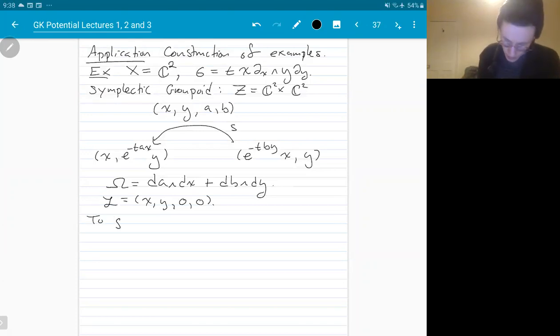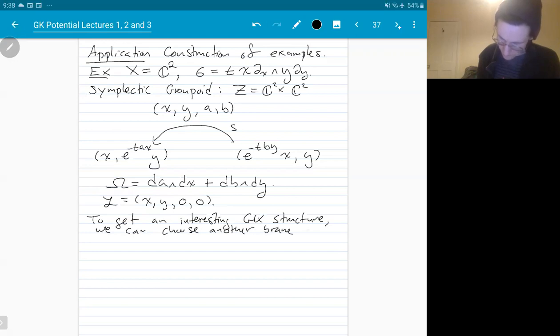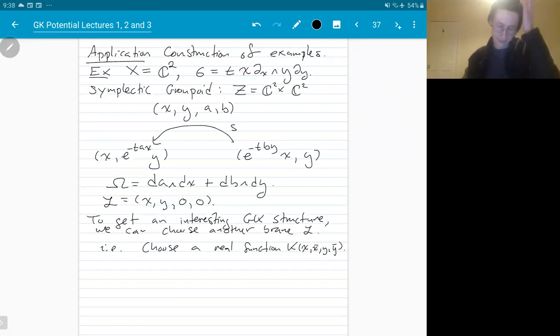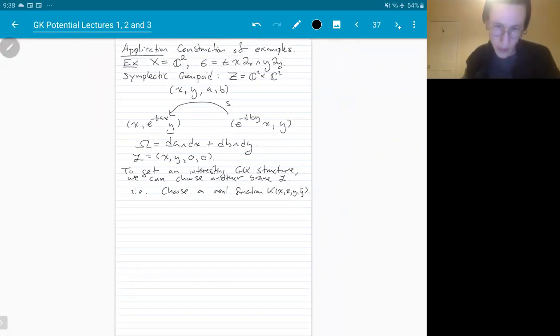But if we want to get an interesting GK structure, we can choose another brane. In order to do this, we just need to choose a real function K of x and y. Does the logic of the example make sense? We have the underlying holomorphic geometry at this point. We just need to choose the metric, which now just comes down to a single function.